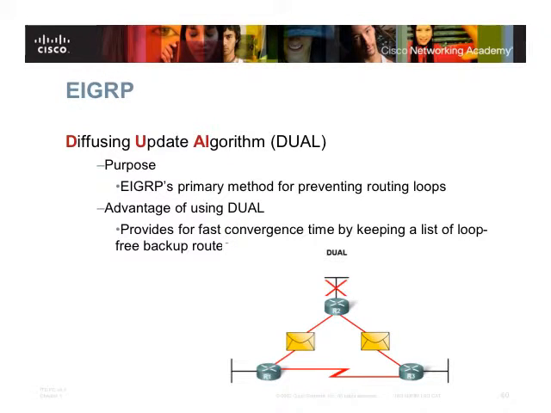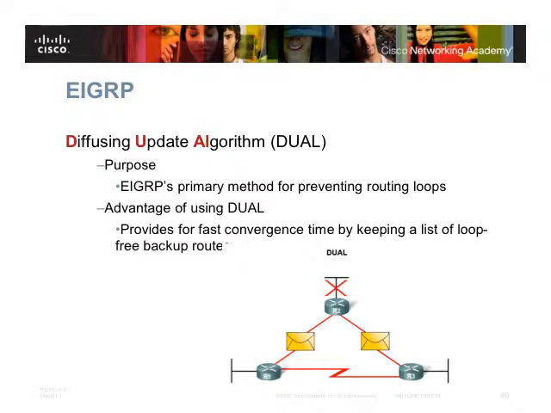Now the diffusing update algorithm is an algorithm that's used to discover loop-free routes to a particular destination network. DUAL is used to establish an on-demand route to a particular network, and it tries to do it in such a way that guarantees loop-free paths. Because remember, we talked about the fact that distance vector routing protocols suffer from routing loops. So the DUAL algorithm is used by EIGRP to guarantee that whatever route I establish has to be loop-free.